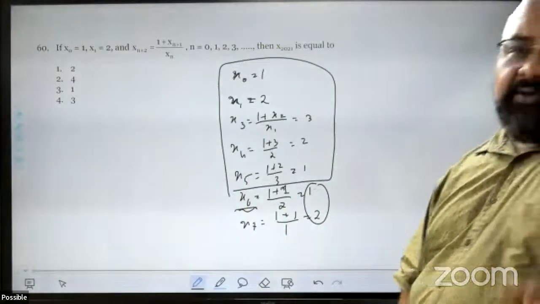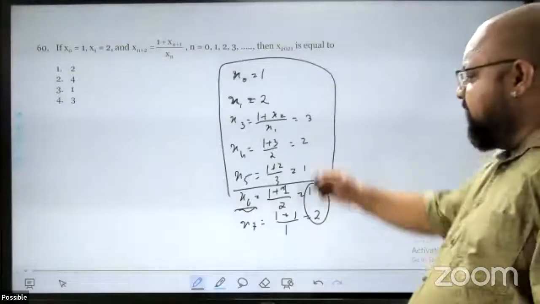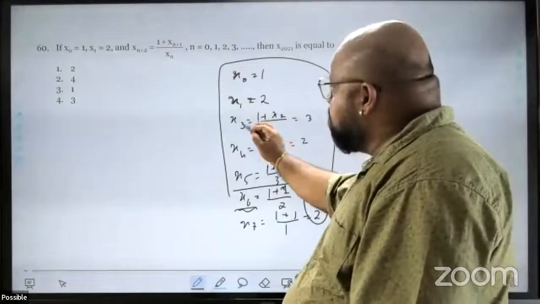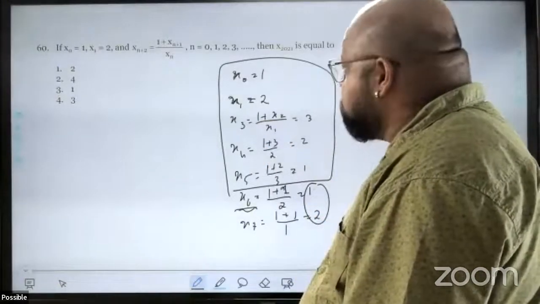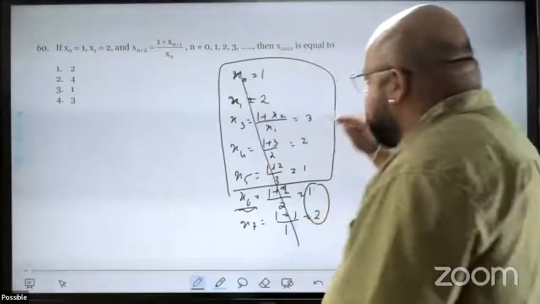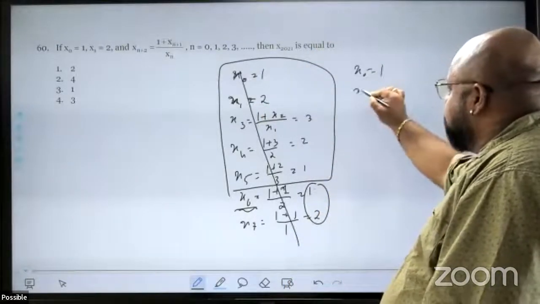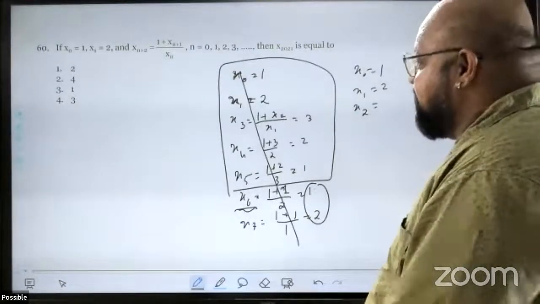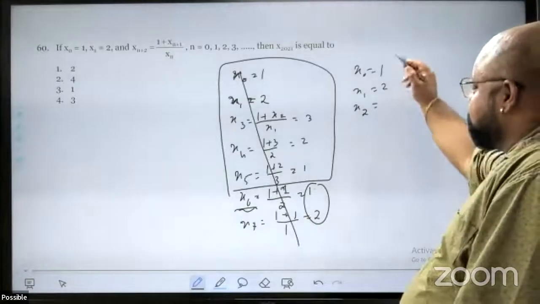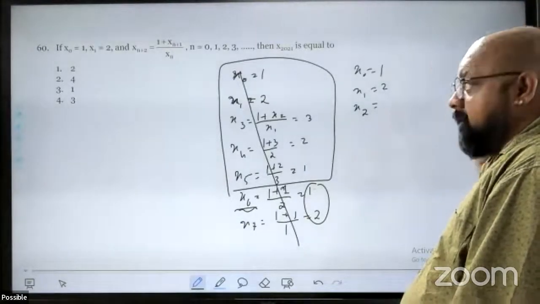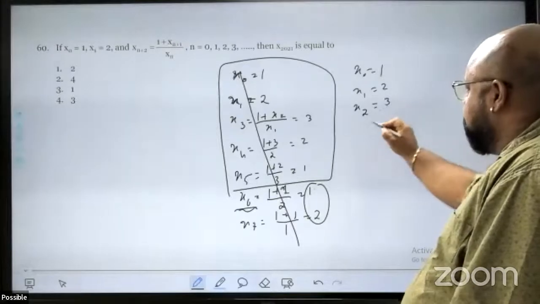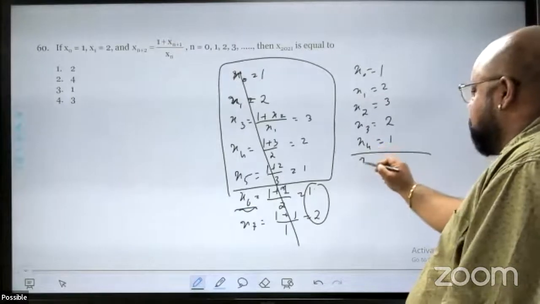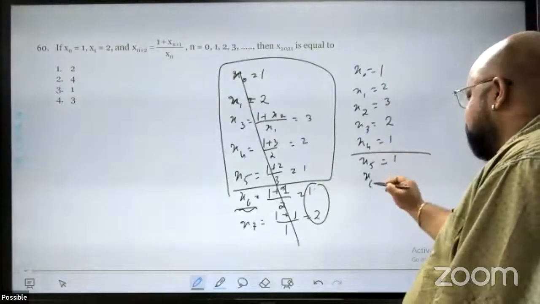When I look at x2021, what will happen is 0, 1. Okay, this should have been 2 here. I did not find x2. Oh, my bad. So this is where problems start to happen. x2 should have, when you put n as 0, that is where I should have started from. This would be 1 plus 2 plus 1. So this will be 3. x3 will come out to 2. x4 will come out to 1. And then the pattern will repeat.